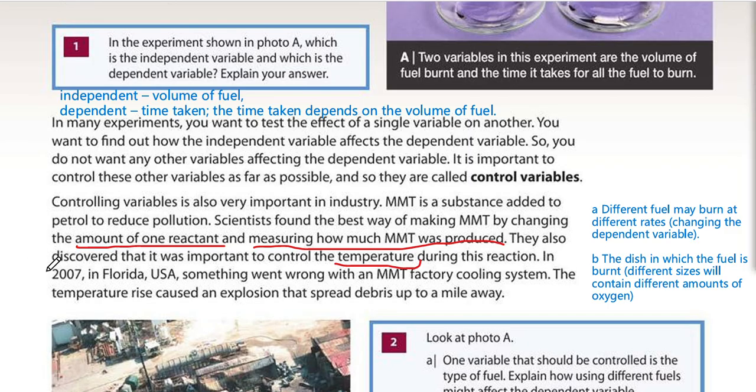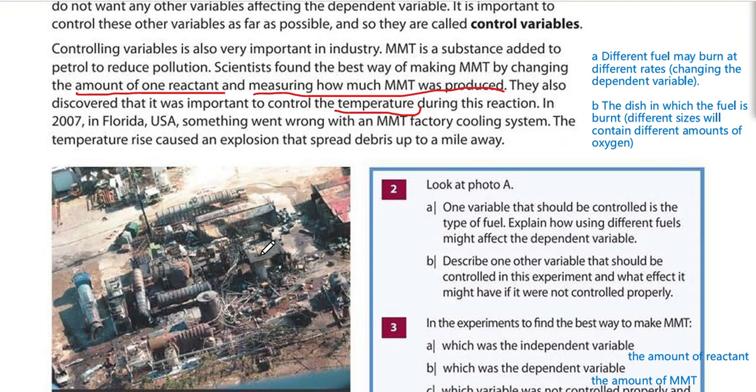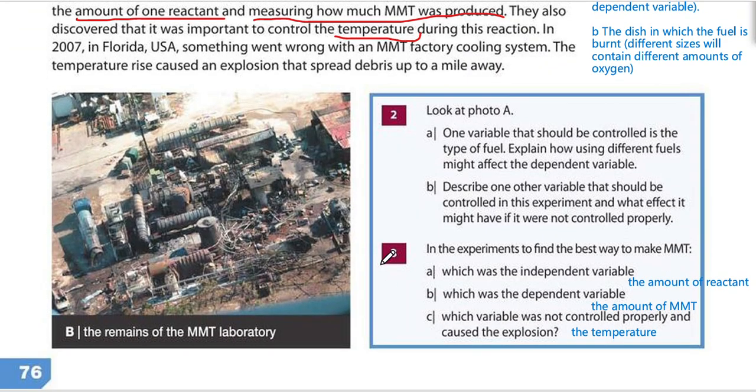And then in 2007 in Florida, USA, something went wrong with an MMT factory cooling system. The temperature rise caused an explosion that spread debris up to a mile away. You can see what has happened to the MMT laboratory. These are the remains. Can you see? So the variable that should be controlled was not controlled there because of a failure in the cooling system. Temperature was rising, causing an explosion, and this is the final result of what happened.